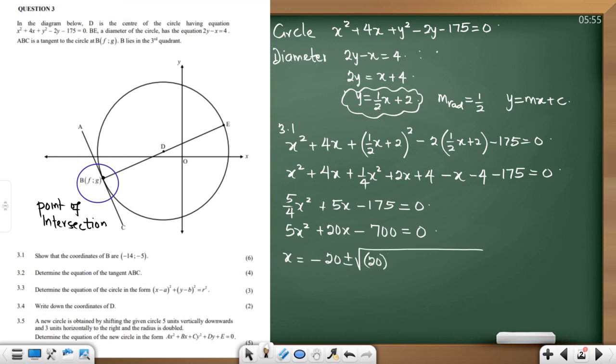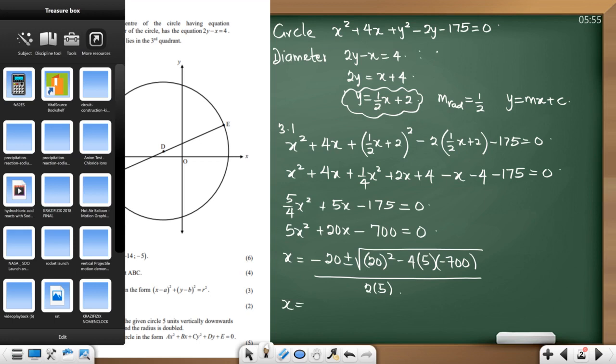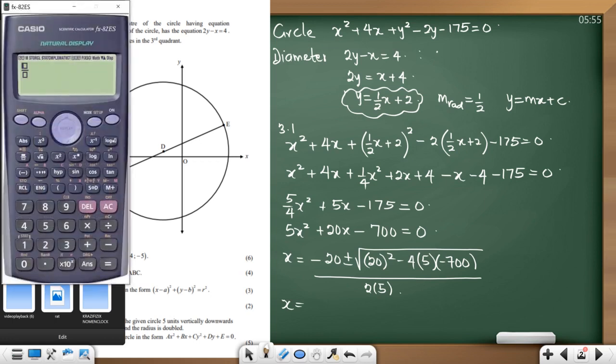So when we do algebra, we need to be very careful. No one is above mistakes. But unfortunately, we have to pay for such silly mistakes that I did as well. Okay, so what is our x? All right, let's quickly run through. We have negative 20 plus the square root of 20 squared, which is 400, minus 4 multiplied by 5 multiplied by negative 700. We close the bracket, and then we have 10 at the bottom. Now we have 10. So one of the values is 10.